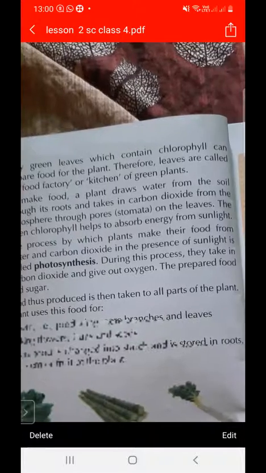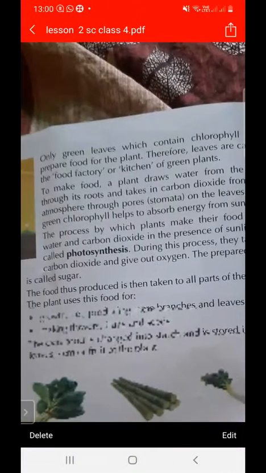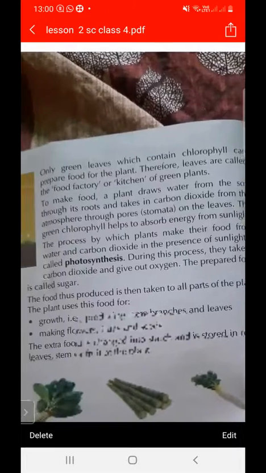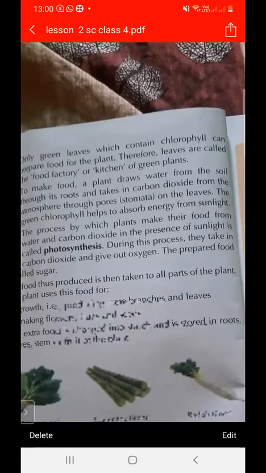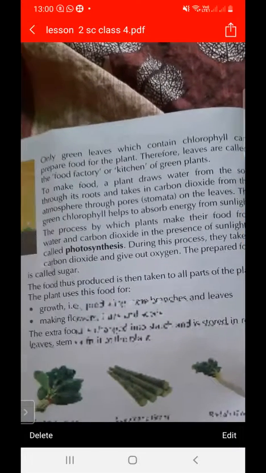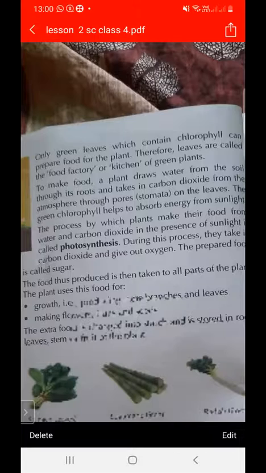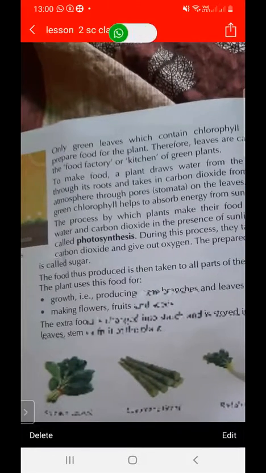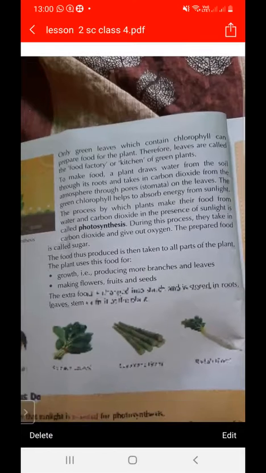To make food, a plant draws water from the soil through its roots and takes in carbon dioxide from the atmosphere through pores on the leaves. The green chlorophyll has to absorb energy from sunlight. As you know, to make food, a plant draws water from the soil through its roots and takes in carbon dioxide from the atmosphere through pores on the leaves.